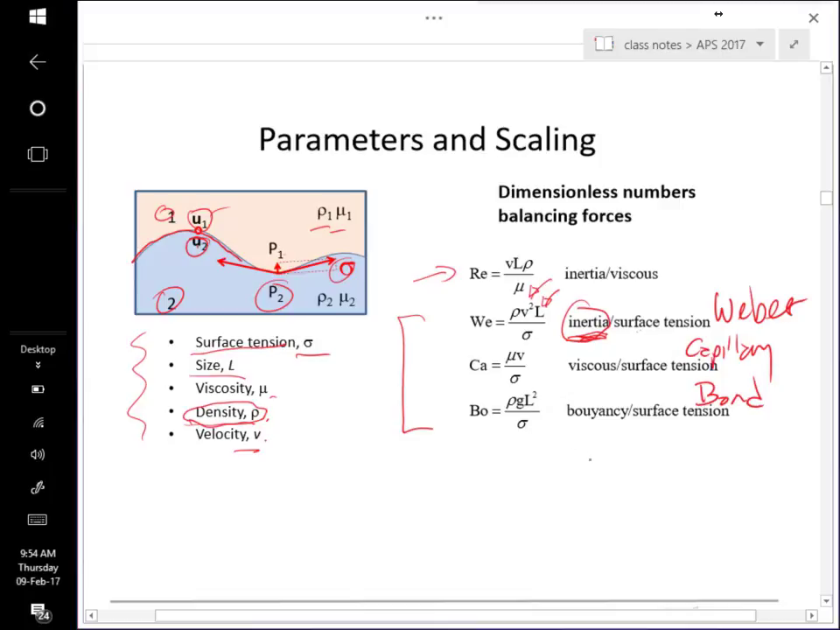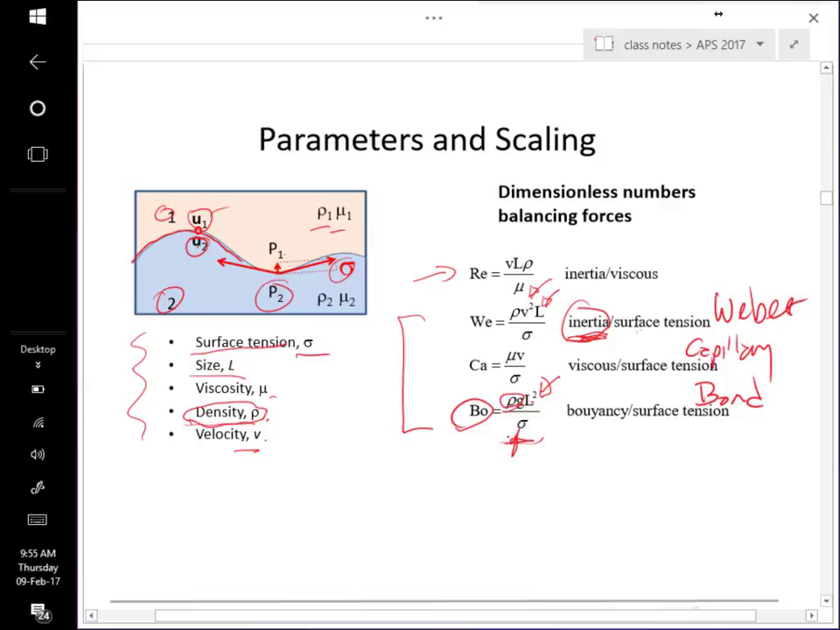And down here with the bond number, we see that we've got the size of the problem with characteristic length squared. So what that means is that, well, here rho g, that's going to be the unit weight of the fluid, so that's going to be governing the buoyancy forces. But we have L squared in there, so as the size of the problem gets bigger, this number gets bigger, and increasing the size would have the same effect as increasing the unit weight or decreasing surface tension.